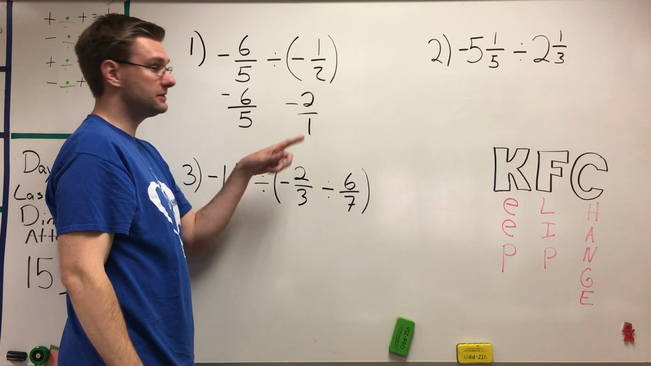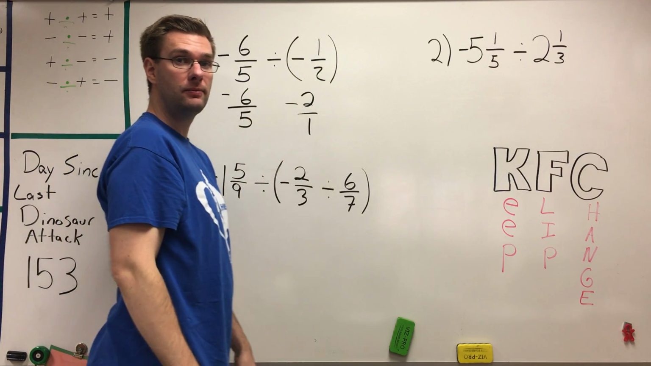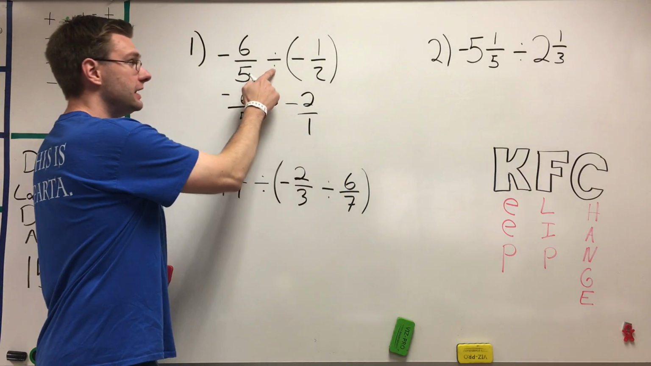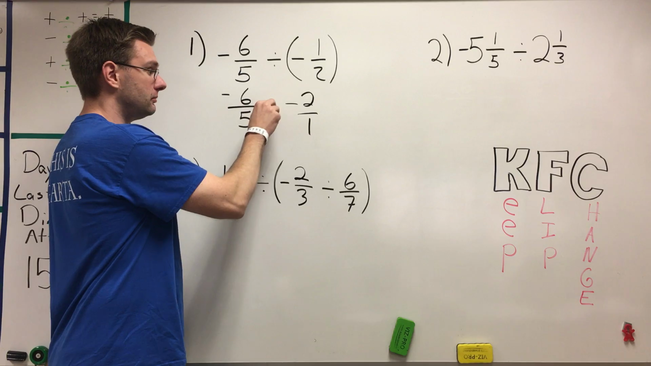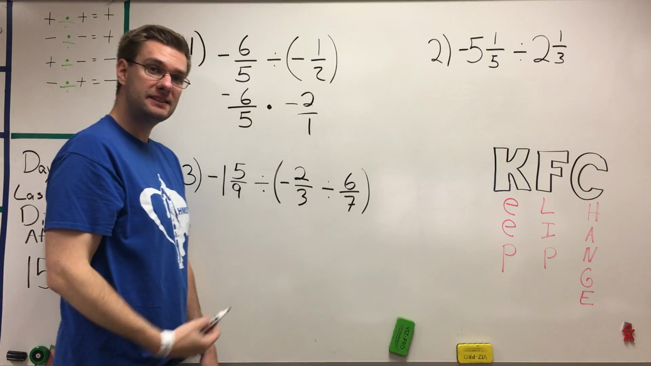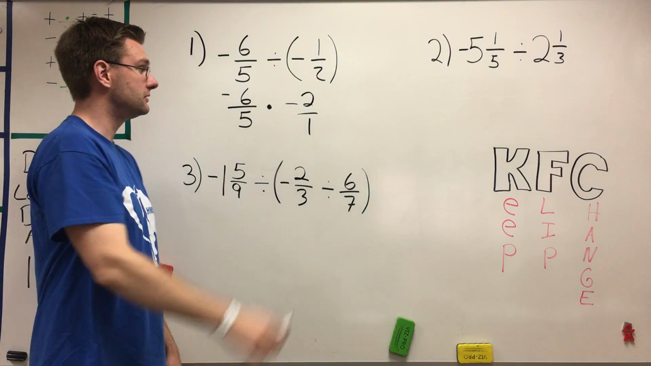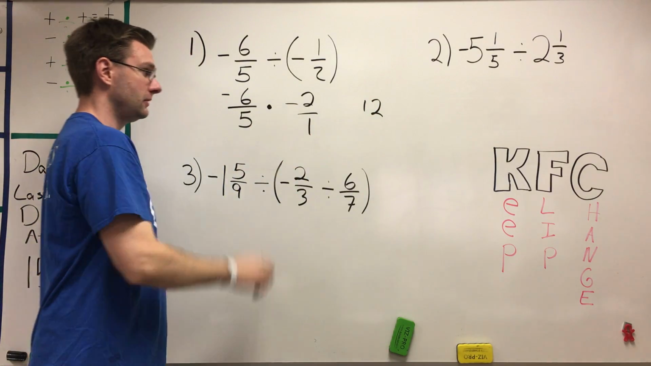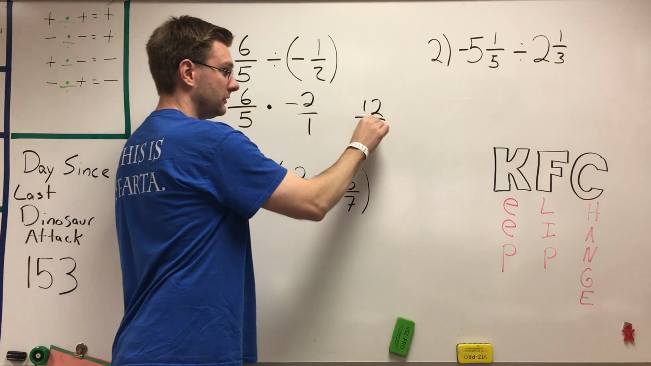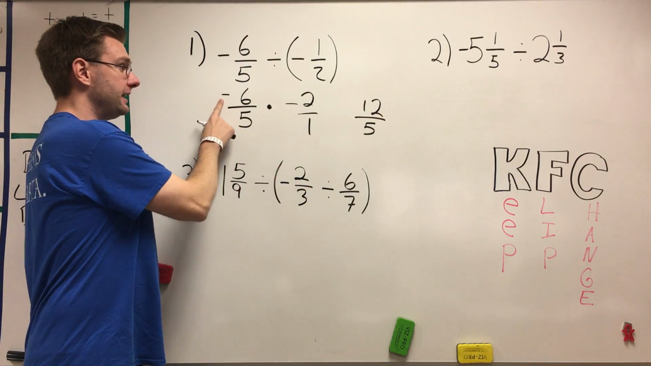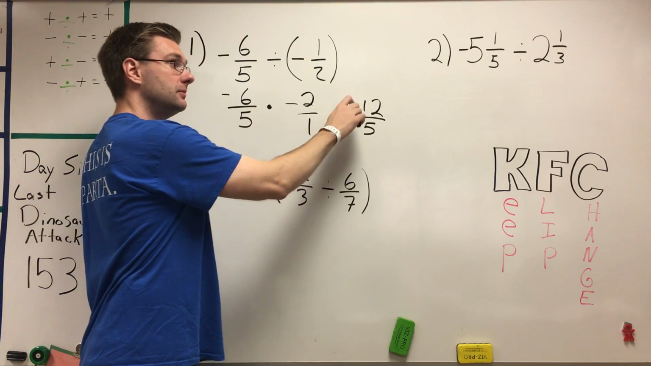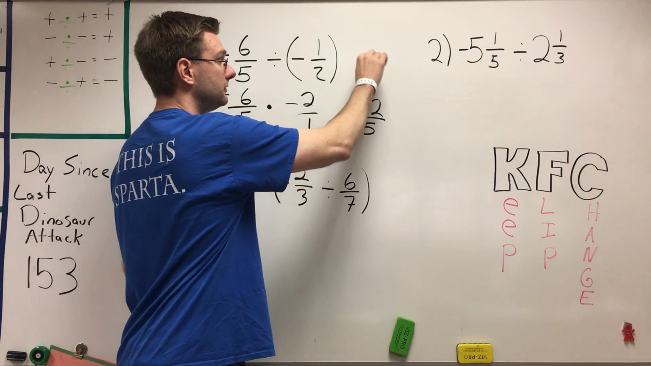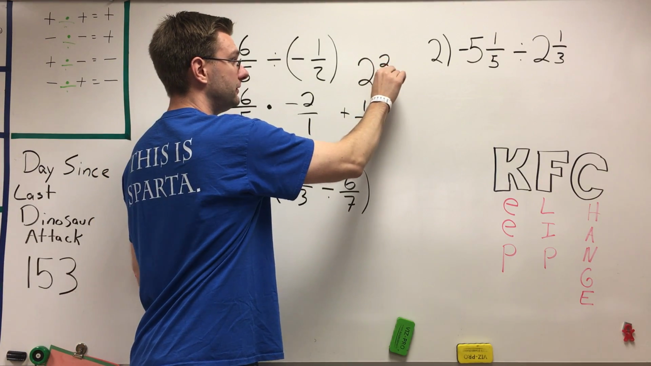Negative 1/2 becomes negative 2/1. And then the last step, we need to change the sign. We need to change division into multiplication. And then this is as easy as multiplying fractions. -6 times -2 is 12. 5 times 1 is 5. Negative times a negative is a positive. And then we turn that into a mixed number, and we have 2 and 2/5.